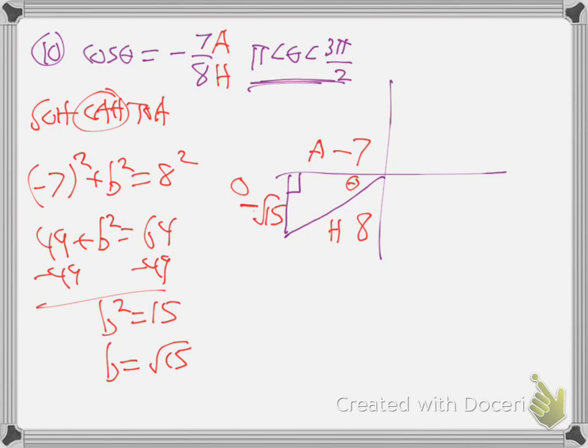And now we can get all the trig functions, right? Maybe I'll do one or two of them and move on. So you could do sine, for example. What's the sine? Opposite over hypotenuse. So negative root 15 over 8, etc., etc. We could get them all. Is that okay? I want to move on to one a little different. If you're good with that, no questions, I'll move on.